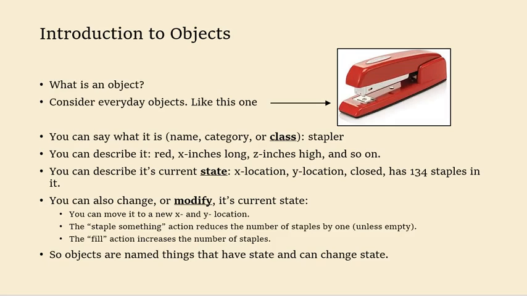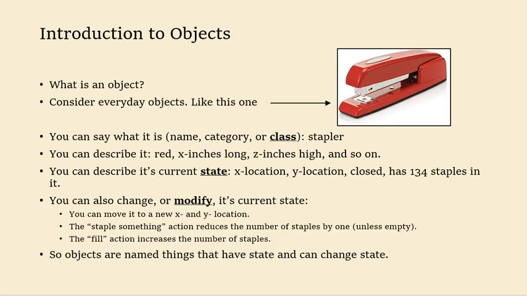And then you can describe it. It's red. It's, I don't know, 6 inches long or something, 2.5 inches high. It's currently closed. It's currently facing towards you. You can describe it. That description of what it is currently like is called its state. So in this case, the state, it has an X location, it has a Y location, it's closed, it has so many staples in it. That would be its state.